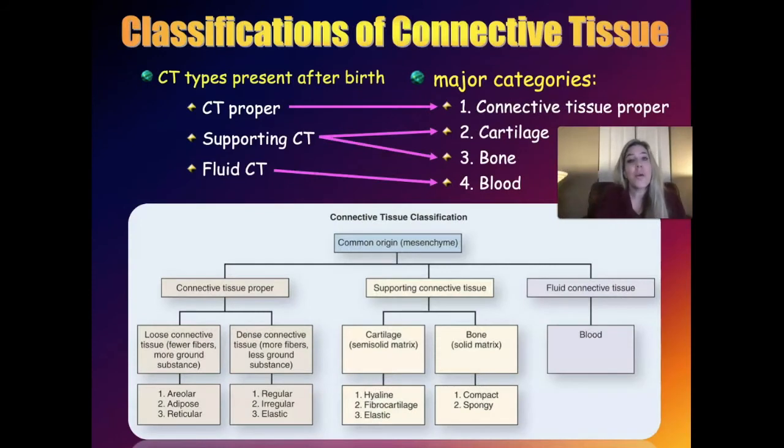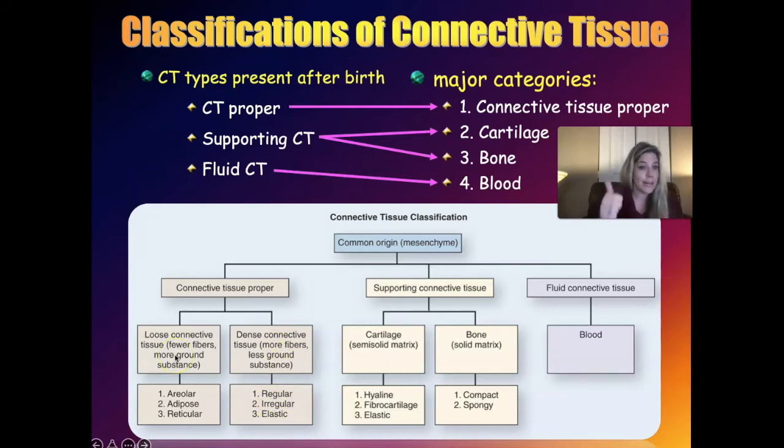So let's just real quickly recap what we just said about connective tissue proper. We just finished going over this left side of this chart here. So connective tissue proper is broken into two categories, loose connective tissue and dense connective tissue. The main difference is a lot more ground substance showing in loose compared to dense. And then we said each of these can be subdivided. So loose connective tissue, we had areolar, adipose, and reticular, versus dense was broken into regular, irregular, and elastic.